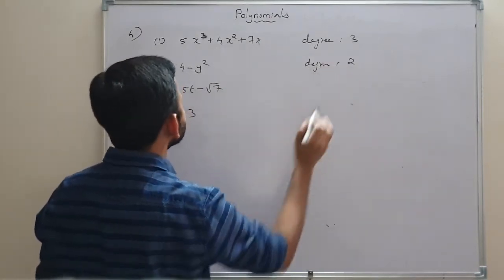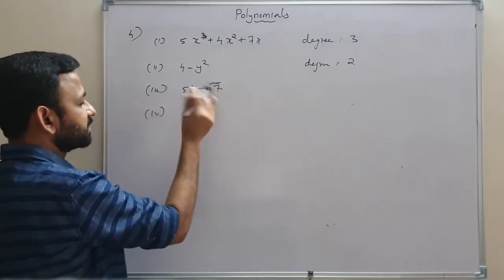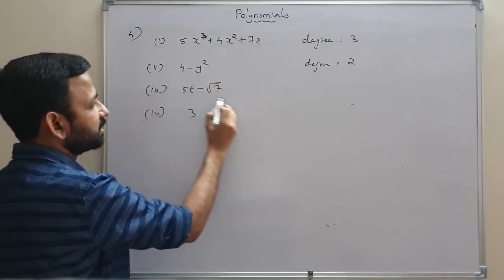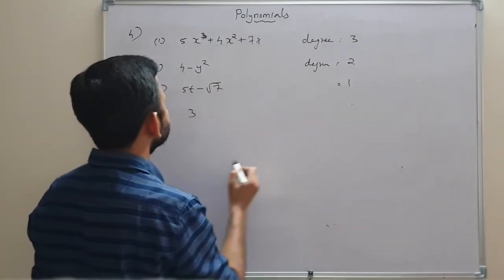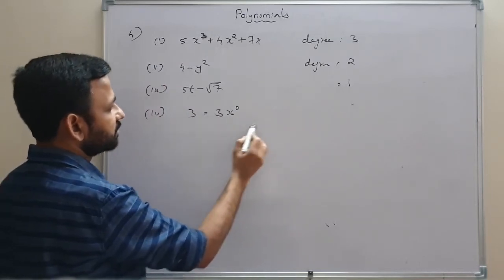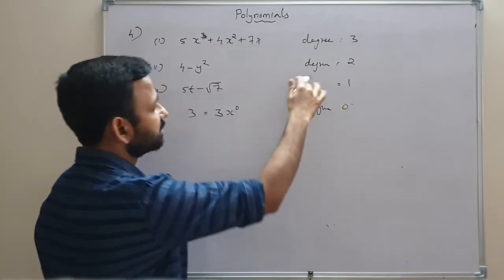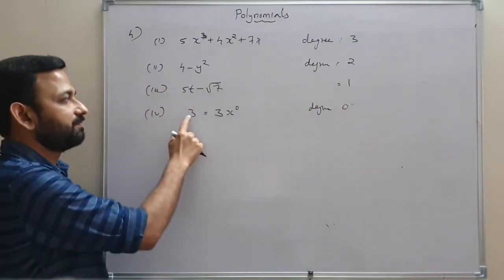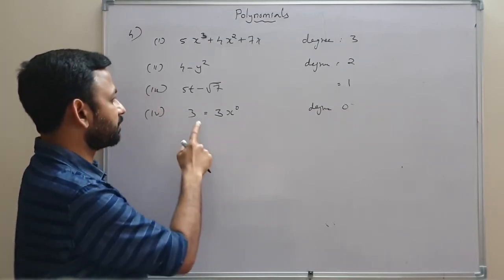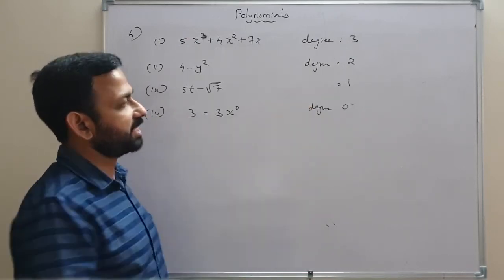So degree 2. And here 5t minus root 7. Root 7 is a constant. So here the power of the variable t is 1, so degree 1. And here 3. 3 we can write as 3x raised to 0. Therefore the degree is 0. Here degree 1, degree 2 and degree 3. 3 is a non-zero constant polynomial, and the degree of a non-zero constant polynomial is 0. So 3 is equal to 3x raised to 0, so the degree is 0.